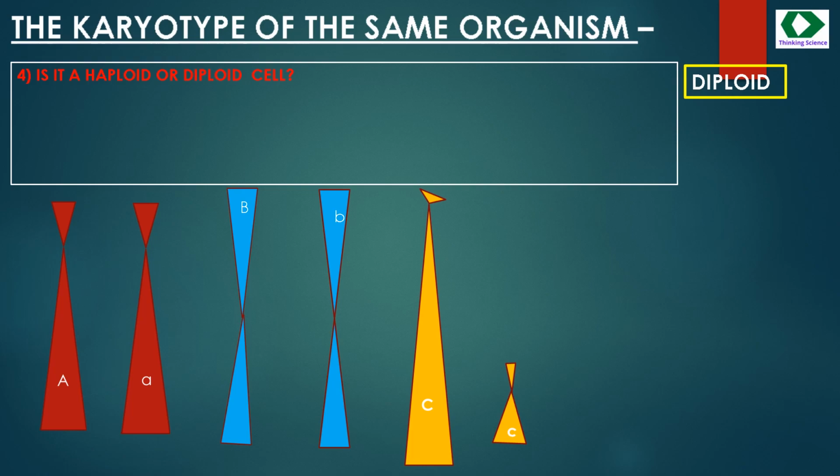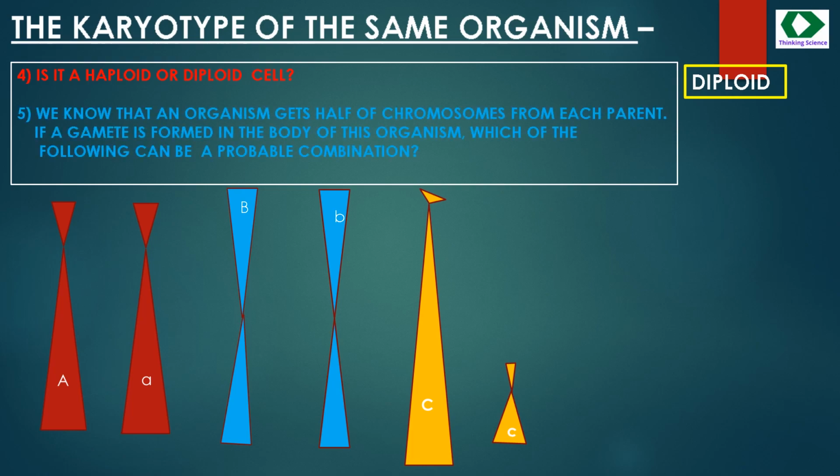The next question. We know that an organism gets half of its chromosomes from each parent. Study the diagram. Suppose capital A, capital B, and capital C were obtained from the mother. Small a, small b, and small c were obtained from the father. So, if gametes are formed in the body of this organism, which of the following can be a probable combination? Now, let us see the combinations.